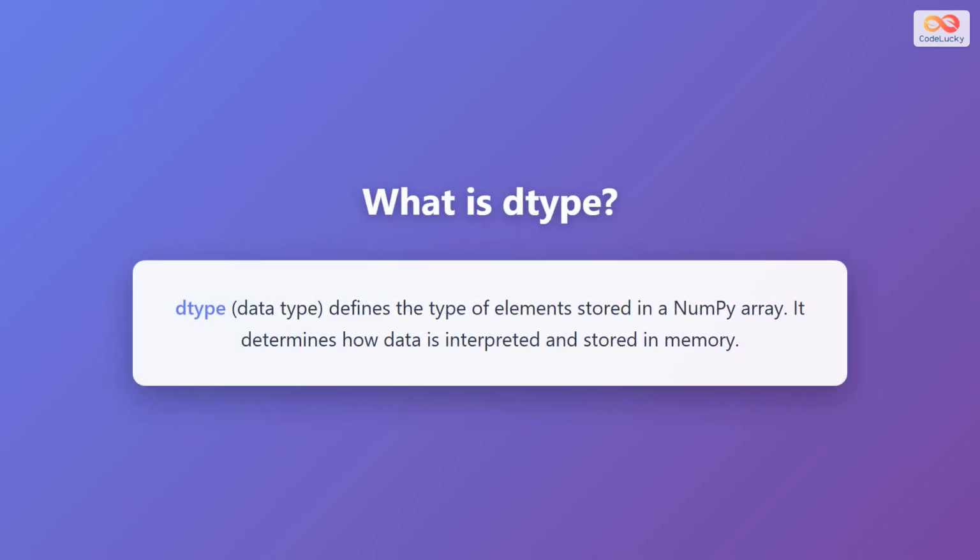So, what exactly is dtype? Dtype, short for data type, defines the type of element stored in a NumPy array. It determines how data is interpreted and stored in memory. Think of it as a specification that tells NumPy whether your array contains integers, floating point numbers, Boolean values, or other types of data. This specification is critical because it affects both the performance and accuracy of your computations.